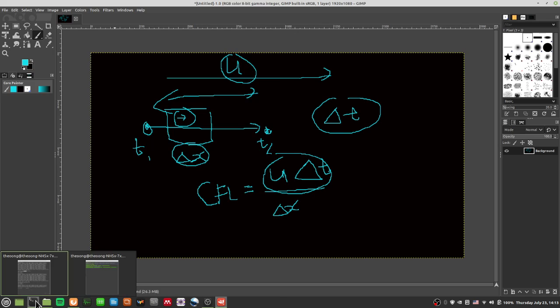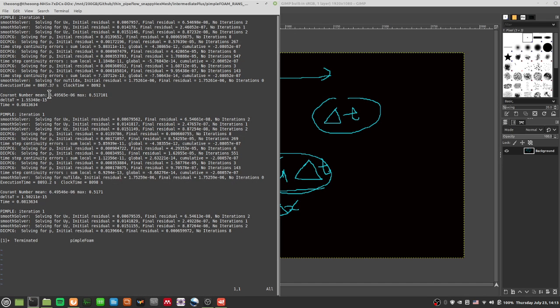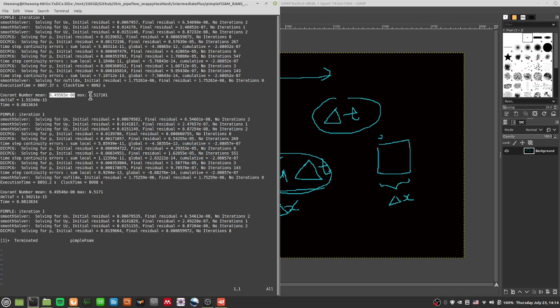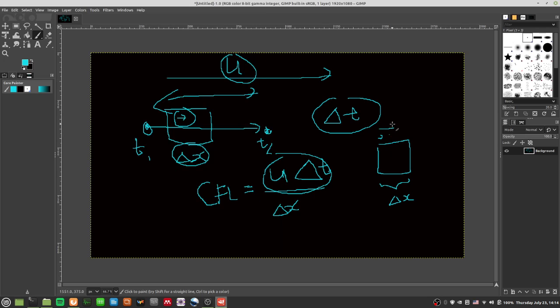You can see that the mean Courant number is very, very small. It means the velocity times time is a very small fraction of this delta x. However, you can see that the maximum Courant number is actually 0.517. That means the velocity times time is about half. Now you have that going on.